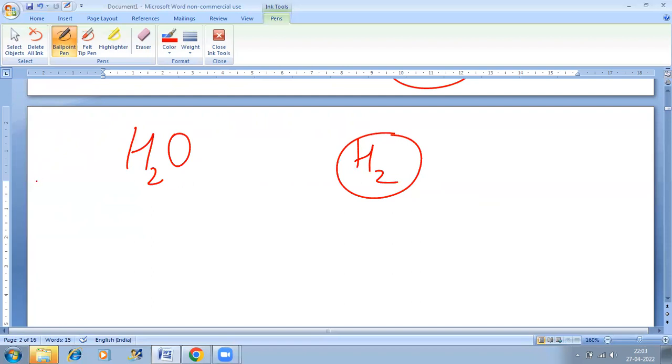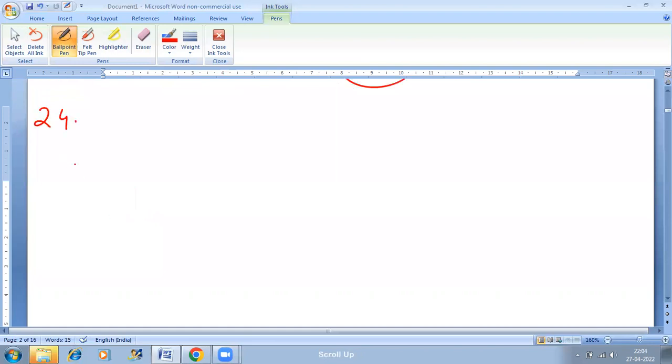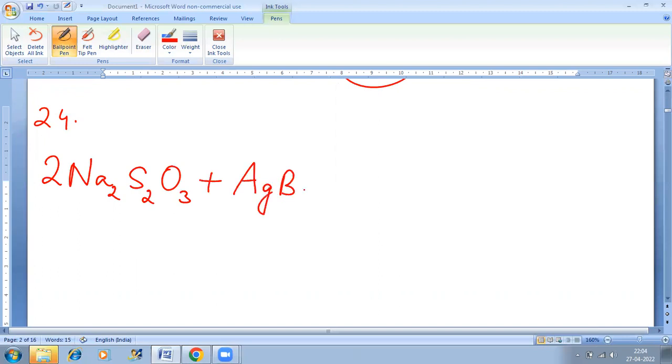Coming to the next question, that is 24th question. Hypo is Na2S2O3·5H2O, and if I look at the third option, that's C. Then that's correct because Na2S2O3 reacts with AgBr. And this is what is found.